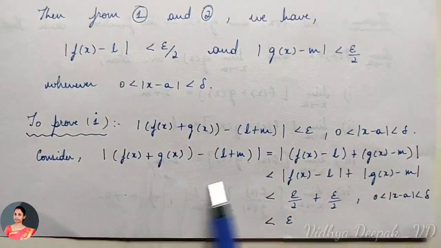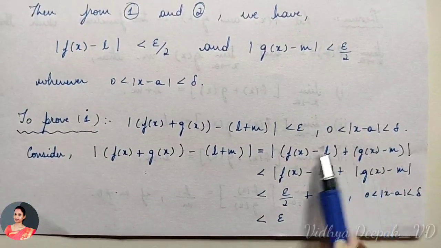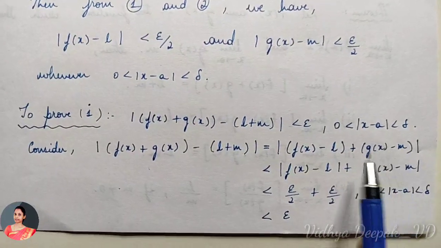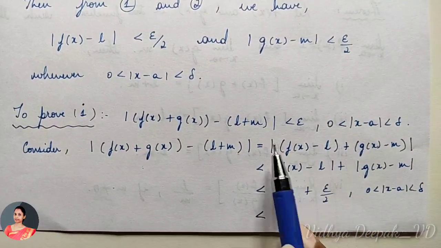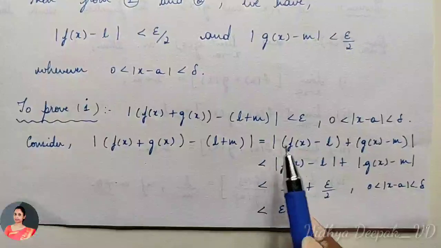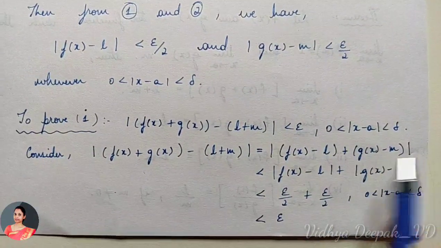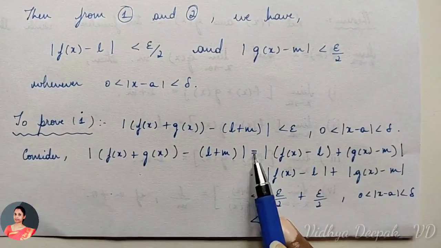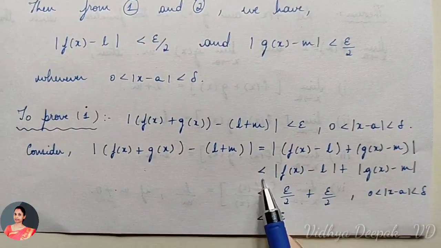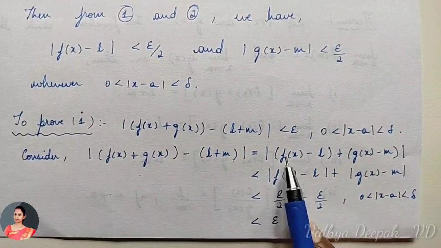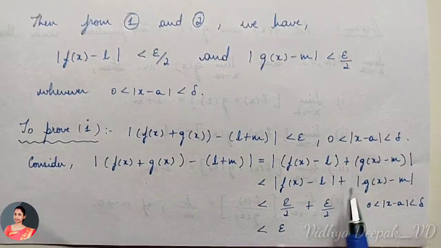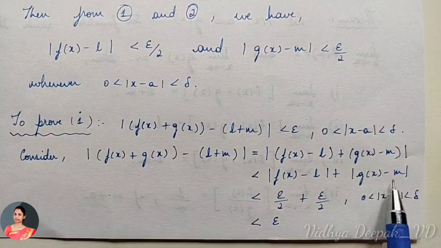I am shuffling these functions and limits here. So I got this. Now I am breaking, or separating, this mod. Since I'm separating this mod, I have to write this equality as less than mod of f of x minus L plus mod of g of x minus M.